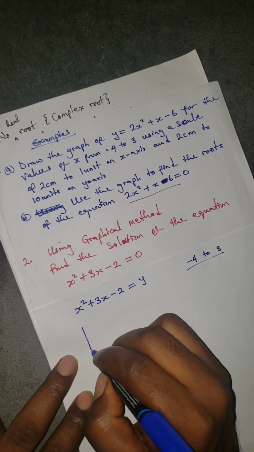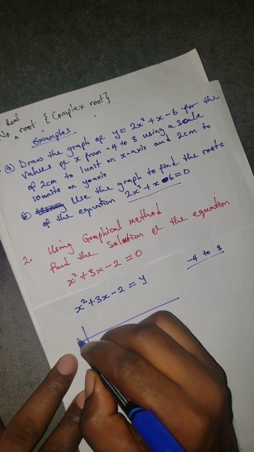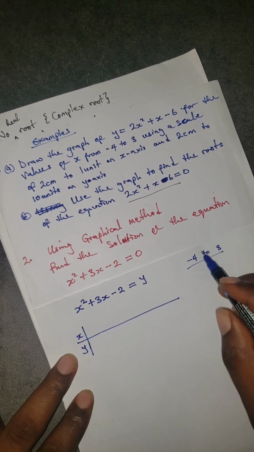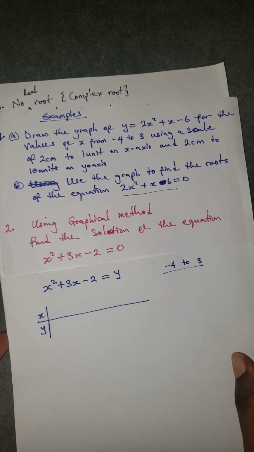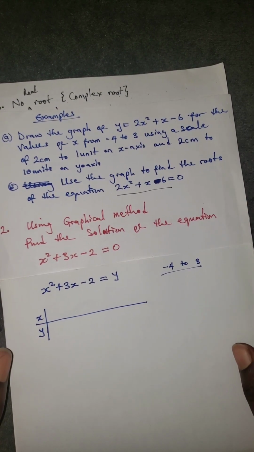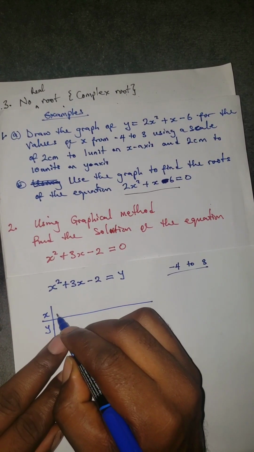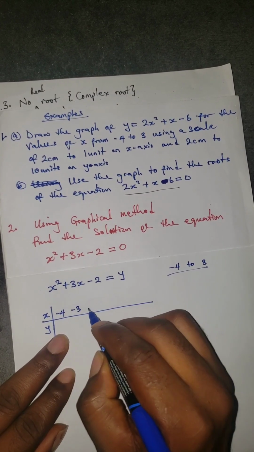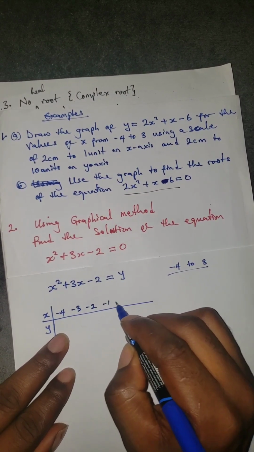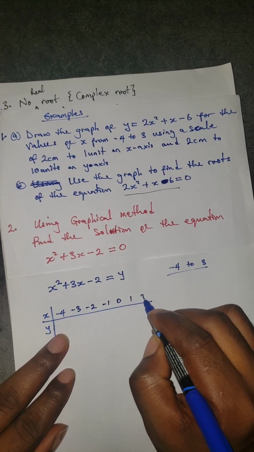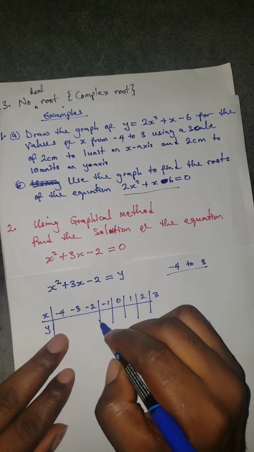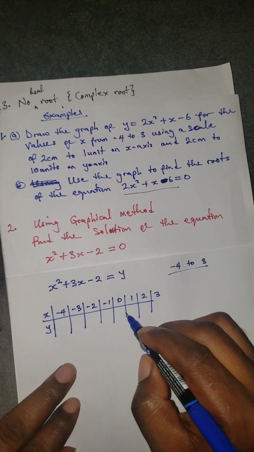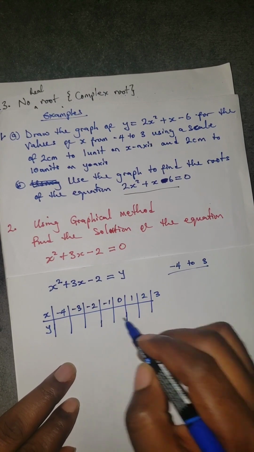Okay, so let's open up our table. So this is our x, this is our y. So we decide to choose this range, hoping that it will give us that increase and decrease of values of y. So let's have it as -4, -3, -2, -1, 0, 1, 2, 3. So we need to find the corresponding values of y.